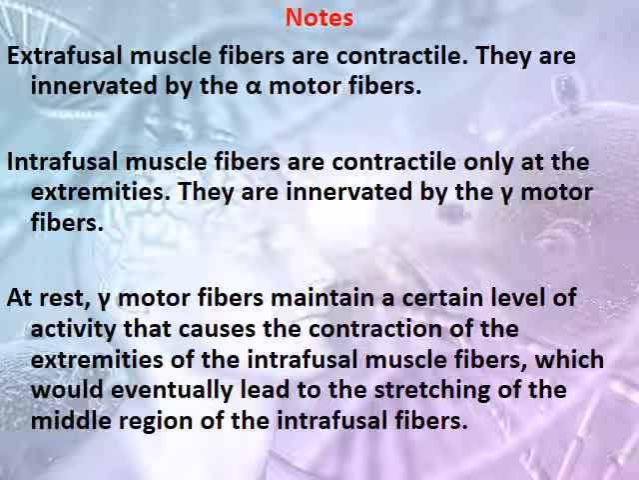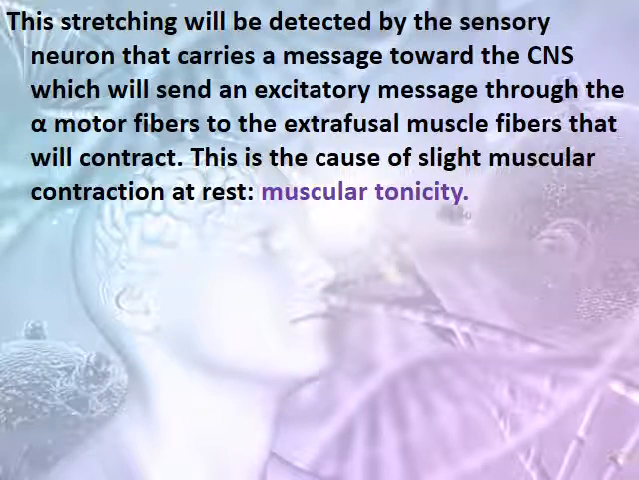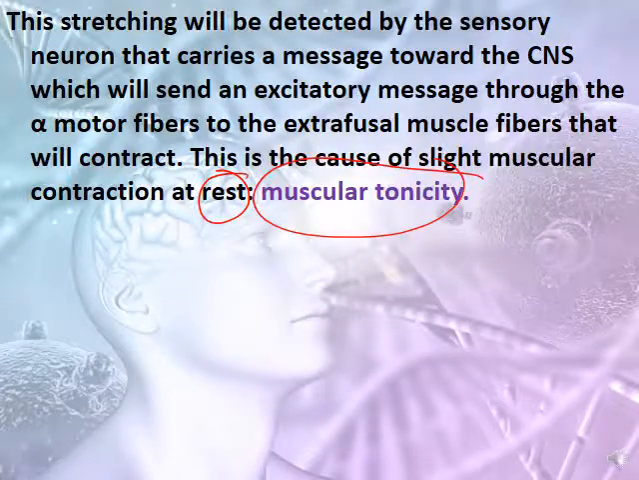At rest, gamma motor fibers maintain a certain level of activity that causes the contraction of the extremities of the intrafusal muscle fibers, which eventually leads to the stretching of the middle region of the intrafusal fibers. This stretching is detected by the sensory neuron that carries a message toward the central nervous system, which sends an excitatory message through the alpha motor fibers to the extrafusal muscle fibers that will contract. This causes the slight muscular contraction at rest that we told you about in document 1. It's called muscular tonicity.